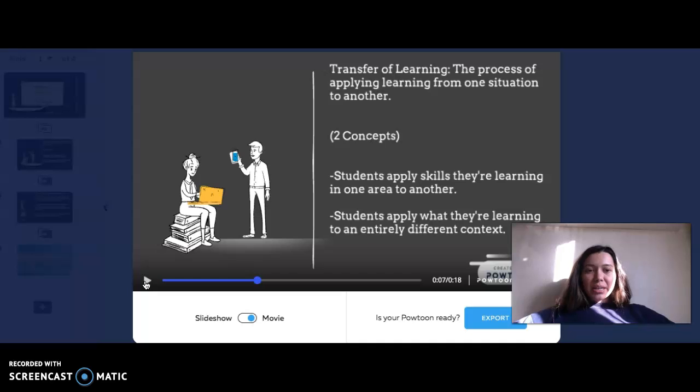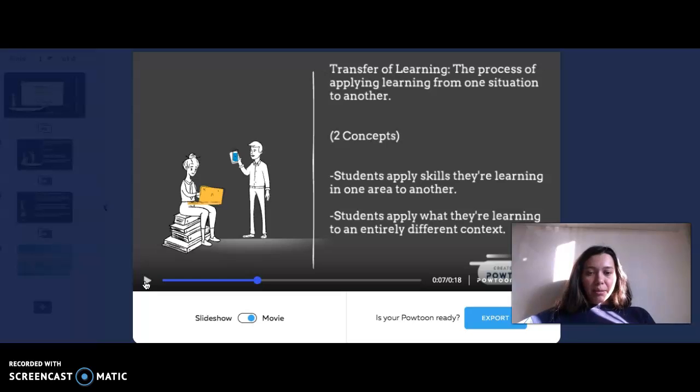So you have students apply skills they're learning in one area to another. So for example, when a student has developed skills from writing an English paper and now they're writing a history paper, they're able to adapt those skills into the paper that they're writing now.